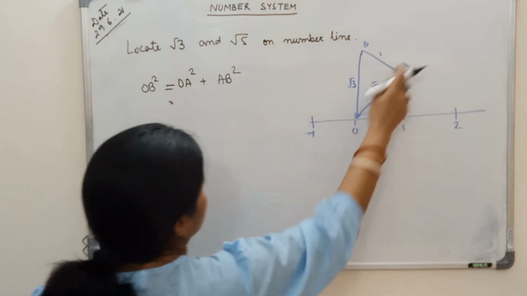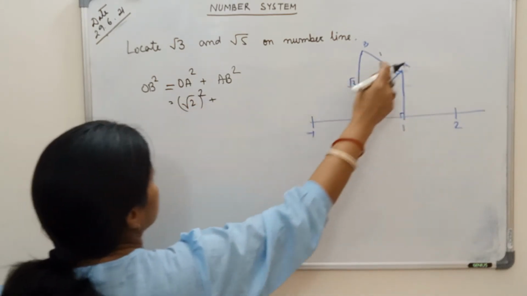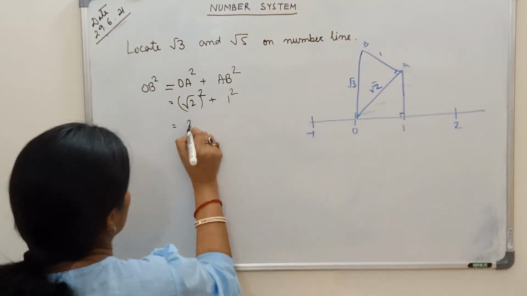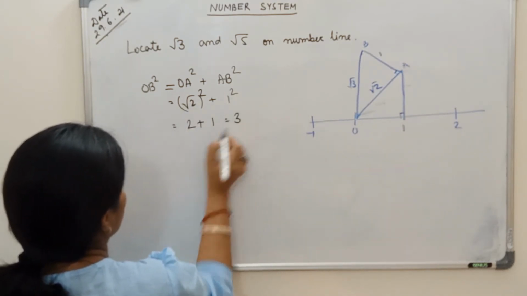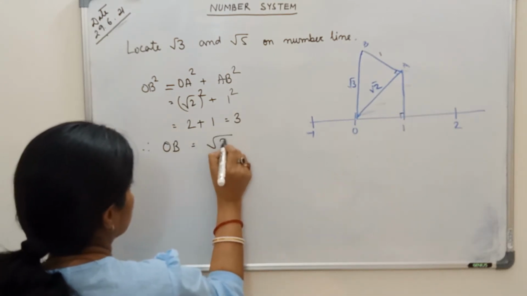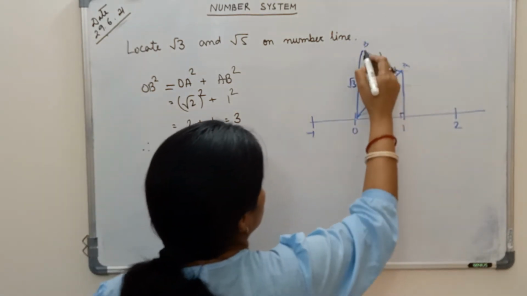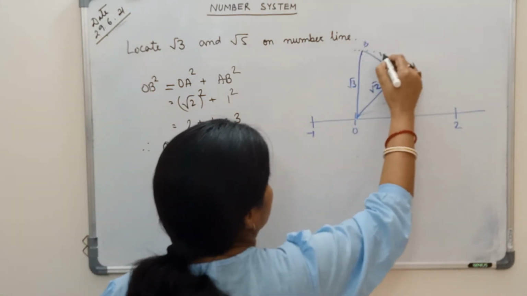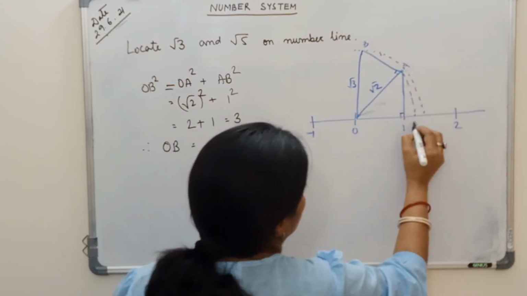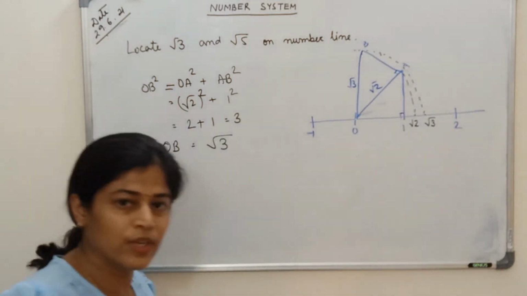So what is OA here? Root 2. So root 2 square plus, this is 1 unit, so 1 square. Root 2 square means 2, plus 1, that is 3. So what is therefore OB? OB is equal to root 3. So similarly, if I take that arc as this, this is actually root 2 we found out, so it will be here root 3.